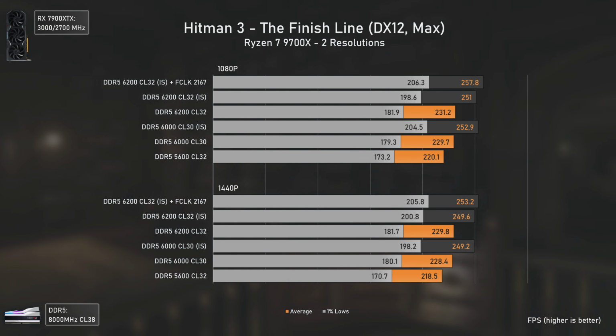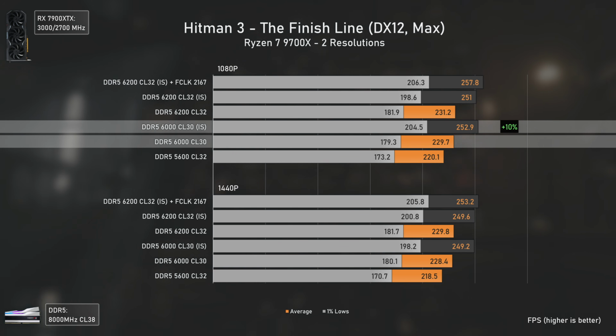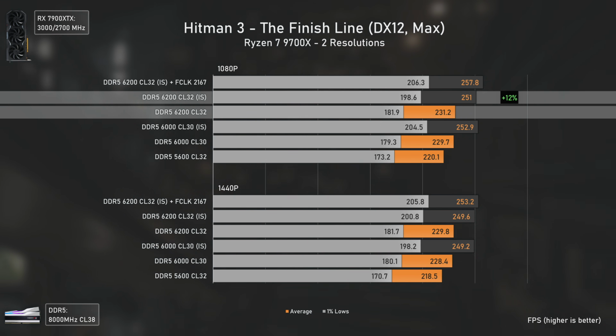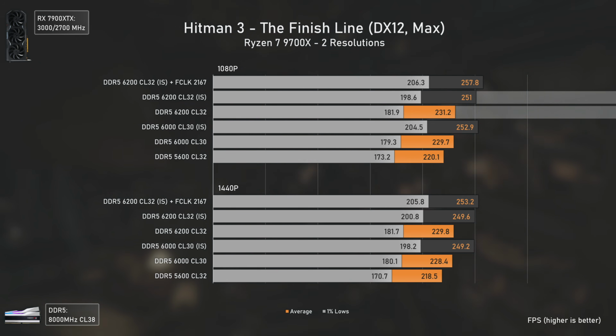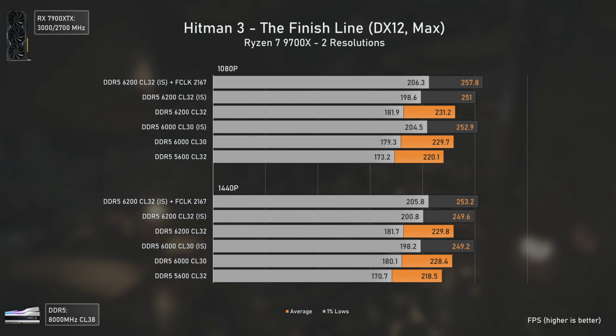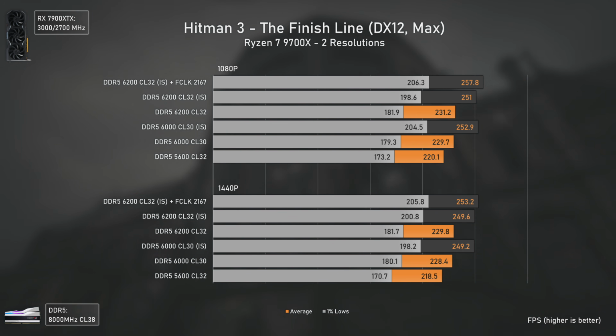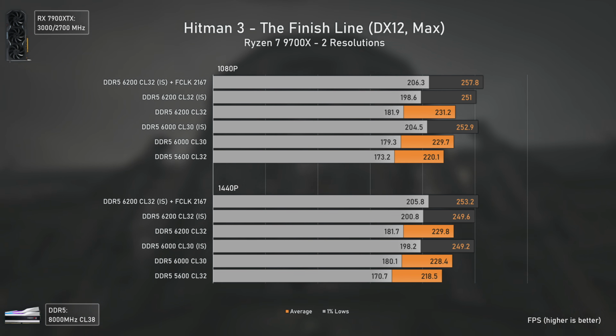Hitman 3 is also quite CPU dependent if we go into the inbuilt benchmarks, but I wanted to test a real gameplay scenario where we had lots of NPCs, like the mission called the Finish Line. And the improved subtimings with DDR5 6000 delivered a 10% performance increase, with the DDR5 6200 delivering a 12% performance increase, which is great when we're talking about numbers and percentages, but in the real world, yeah, the CPU is already getting you at least 219 average FPS in the scenario, with the lowest available RAM and at 1440p, so you know.